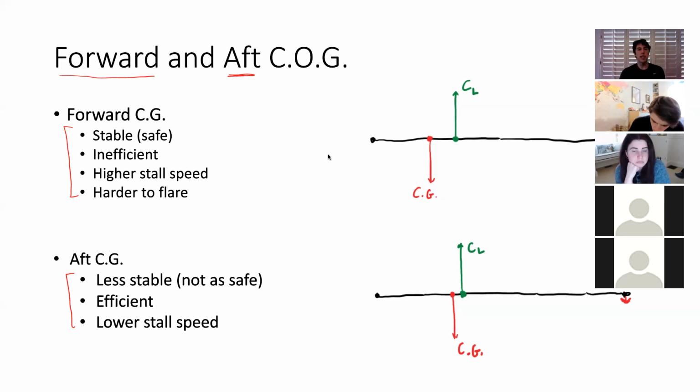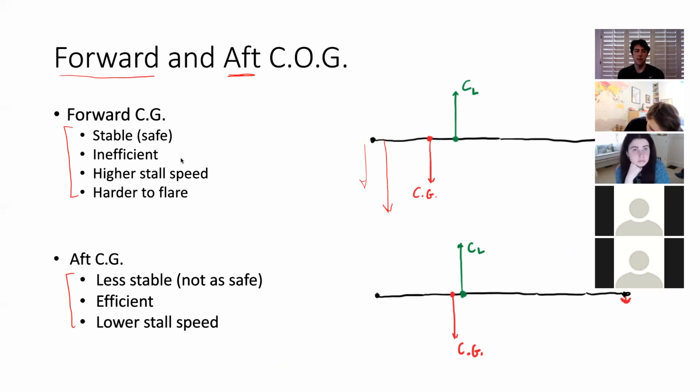The first thing you want to know about a forward center of gravity, if the weight is moved forward, is that you're going to have a really stable aircraft, especially along the longitudinal axis. If we move the center of gravity way forward, every time we get close to a stall, the tendency is for the nose to come down. It really wants to return to its original position, straight and level flight, which means it's stable.